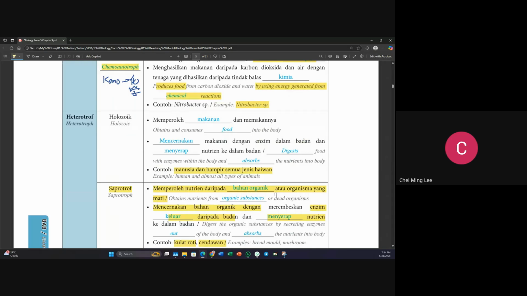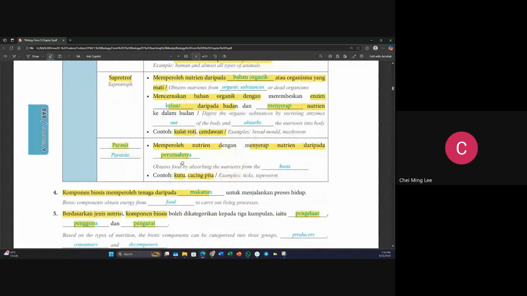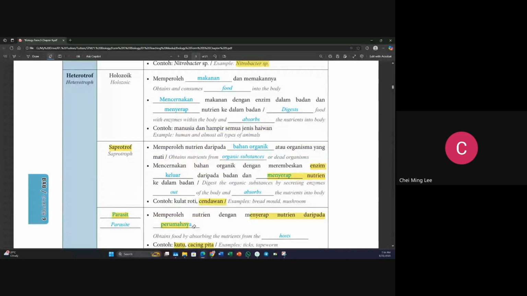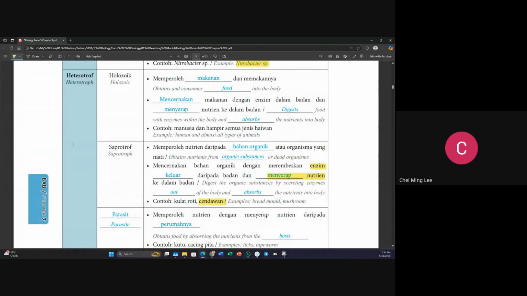Next, heterotroph. There are three main types: holozoic, saprotroph, and parasite. For holozoic, they obtain and consume food into the body. They digest food with enzymes within the body and absorb the nutrients, like humans and almost all types of animals.